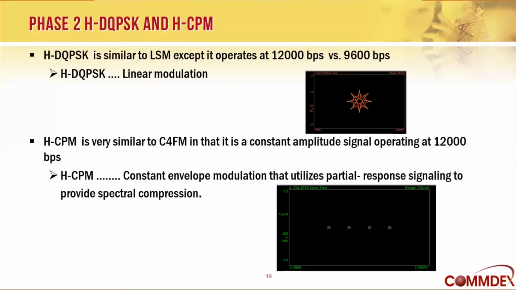And those other modulations we talked about that are used in P25 phase 2, HDQPSK and HCPM. The HDQPSK is the one that's the outbound modulation for phase 2. Similar to linear simulcast modulation, you'll see a constellation with 8 data points on it, and then HCPM constellation has 4 data points on it. So these are the 2 types of modulation that are used in phase 2 P25.